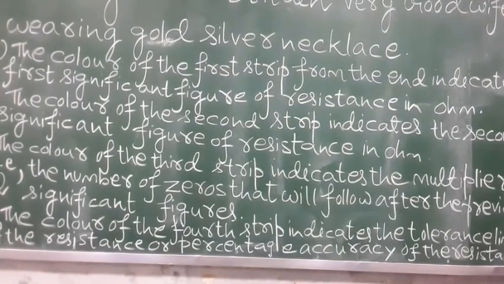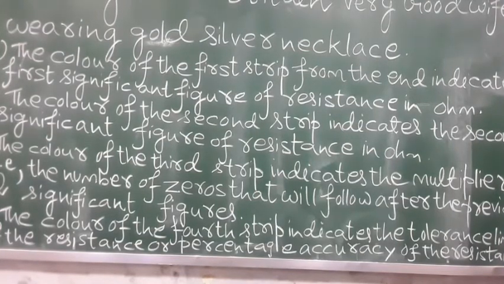Okay students, now I will teach you the method of finding the value of resistance of a carbon resistor from color coding. You see, the color of the first strip from the end indicates the first significant figure of resistance in ohm. The color of the second strip indicates the second significant figure of resistance in ohm.